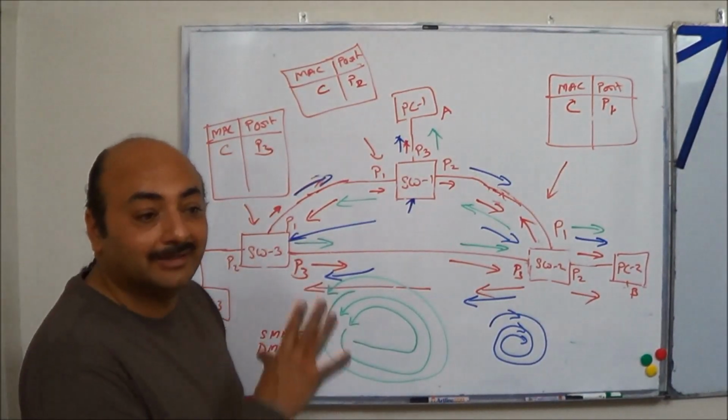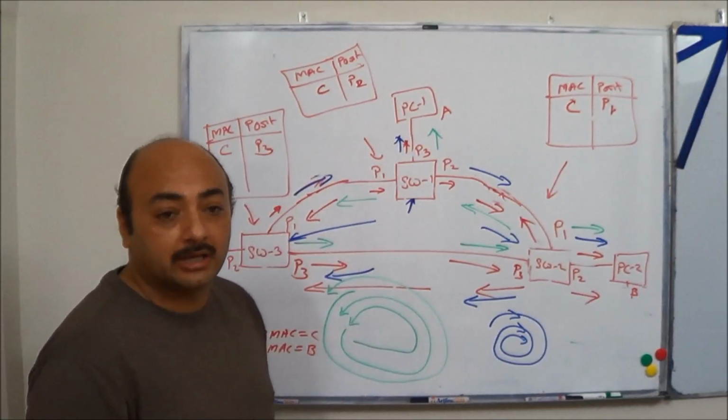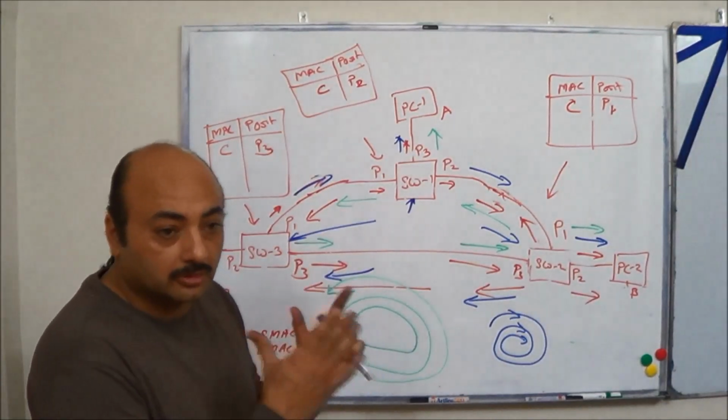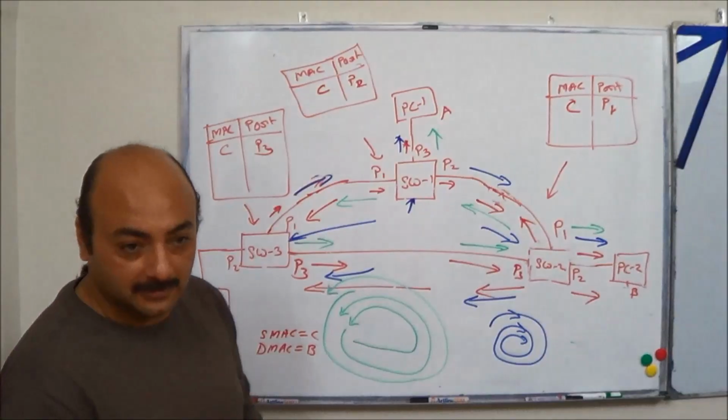Let's try to make a rough block diagram about this. Because of this, what is happening? Because of this, what is happening? Let's try to do that.